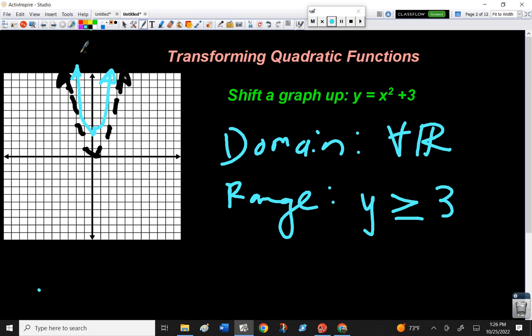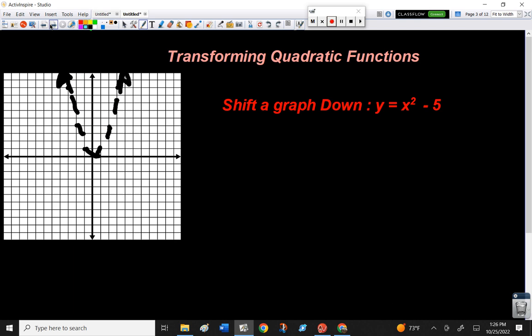All right. Now, ladies and gentlemen, let's go ahead and look at this next example. Feel free to pause it, rewind the video if you need to. All right. We're going to shift a graph down. And the way we're going to shift the graph down is by putting the minus 5 there. Ladies and gentlemen, we're going to go down 5 units. So I'm going to go 1, 2, 3, 4, 5, put a dot. And we're going to draw the quadratic or the parabola shape. Sorry. Just like this. Okay. It's shifted down 5 units.